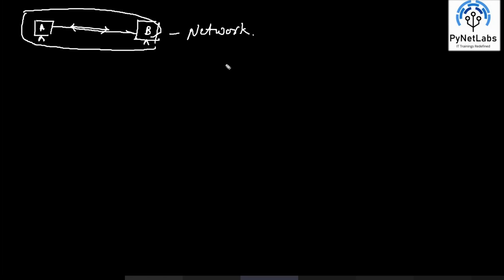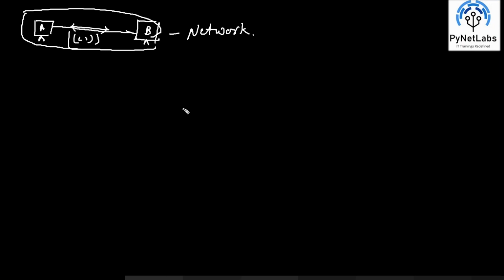So what we can conclude out of this is two or more devices connected together can be considered as a network. It doesn't matter whether they are connected over a wire or a wireless connection. It can be a wireless connection also, and it will again be considered as a network only. So this is a network where PC A is connected to PC B. This was a very basic simple example.